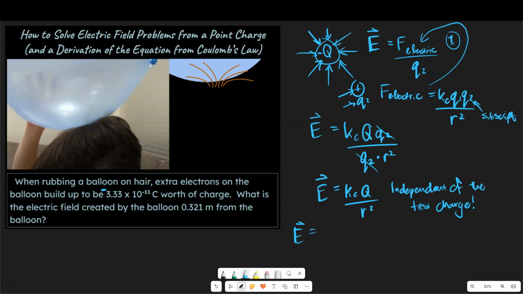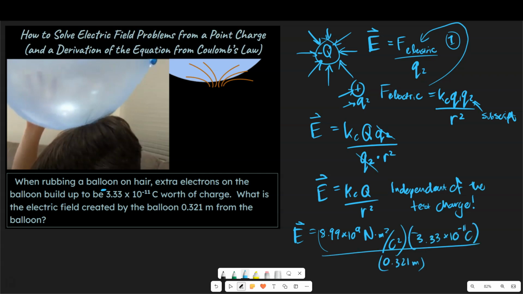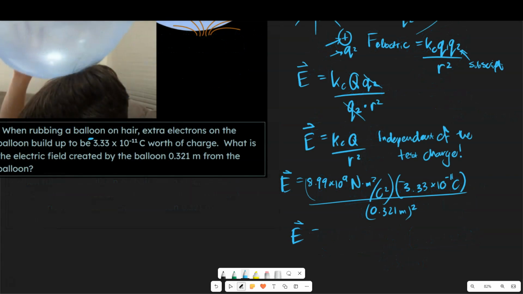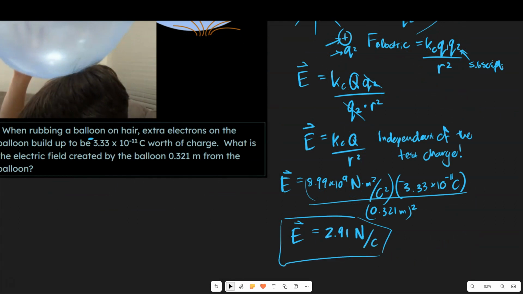And that's what our example problem is. We can call this 8.99 times 10 to the 9th. Some teachers will summarize that as 9 times 10 to the 9th. And that's our setup for the equation. And if we do the calculation, your answer turns out to be this. And we're going to end up with an answer in newtons per coulomb. And what that tells us is the more charge you put in there, the more newtons of force would be applied on that object. And that's really what we mean by an electric field.